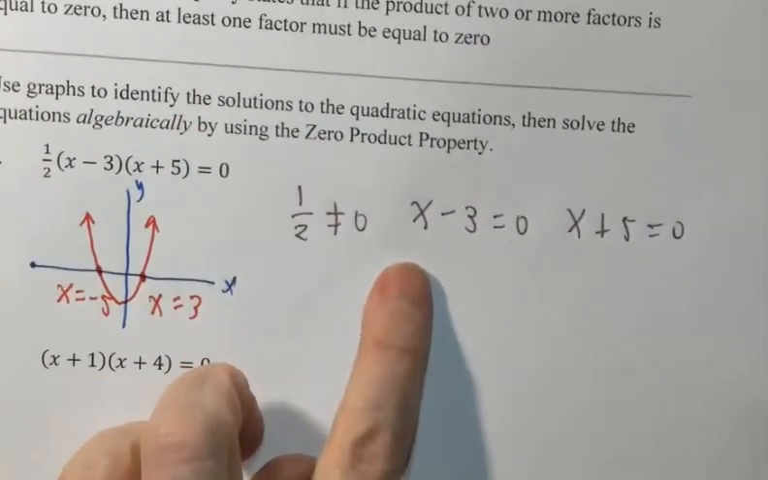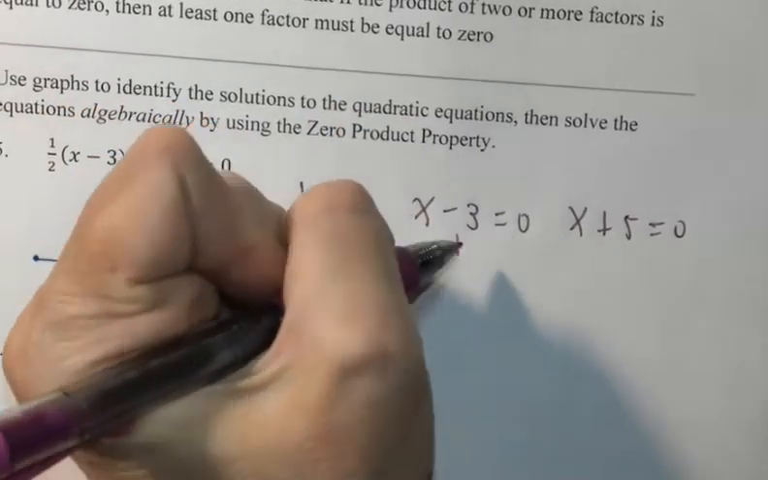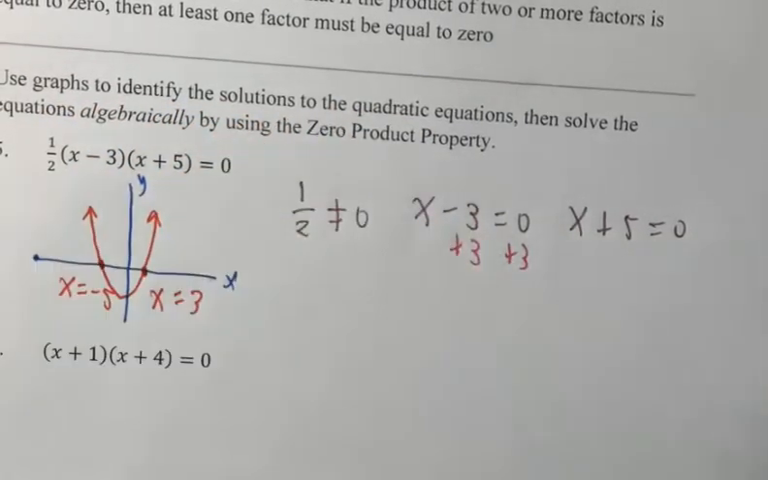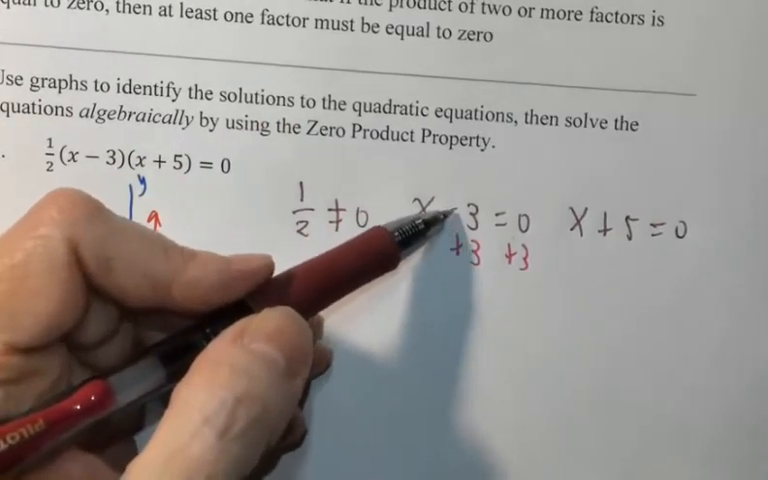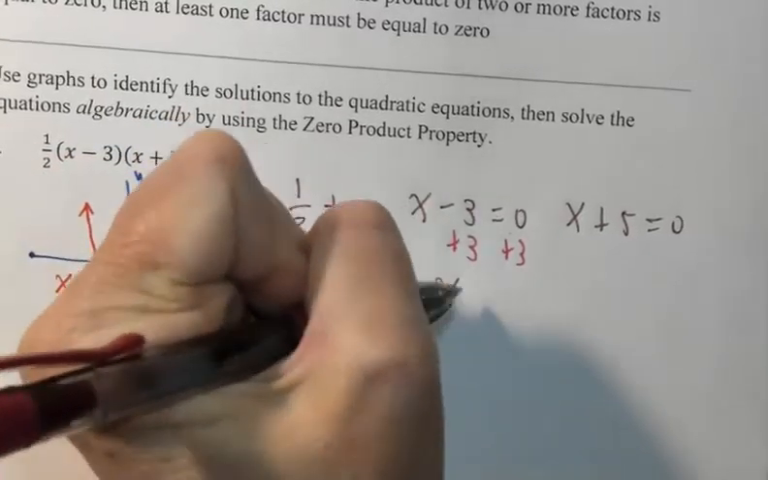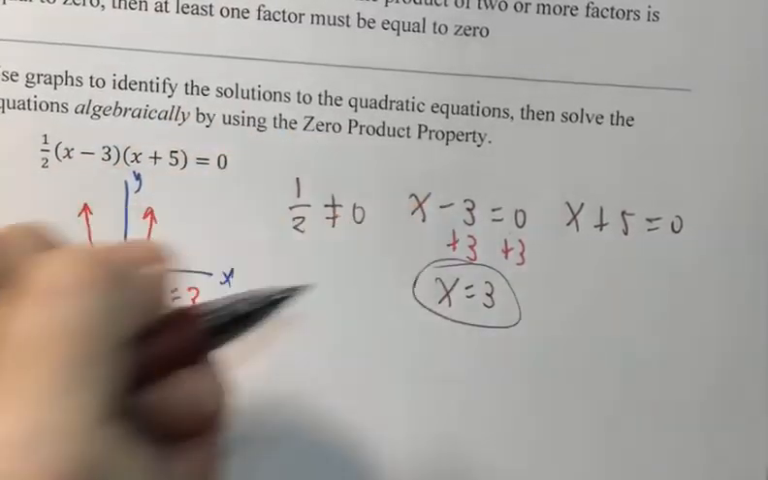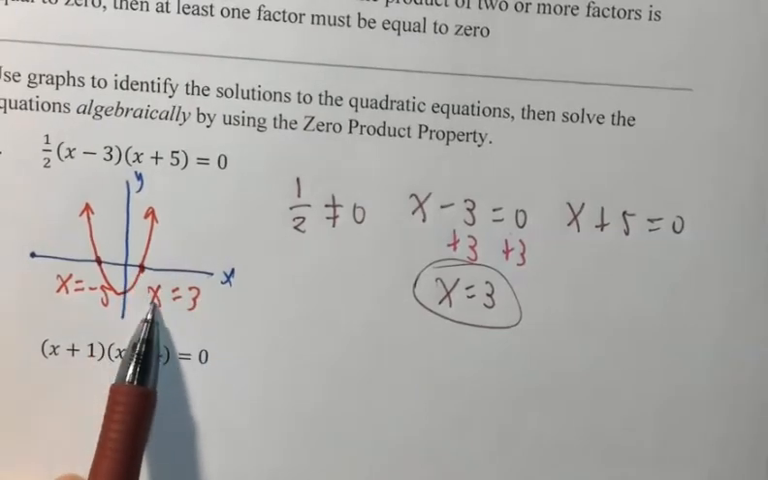Now to solve these equations, you would add your 3 to both sides. So I'm going to do plus 3, plus 3. And the negative 3 and the positive 3 will give you a 0 because these are opposites. And 0 plus 3 will give you 3. So this solution is x is equal to 3. And you will notice it matches the x is equal to 3 that was on this graph.